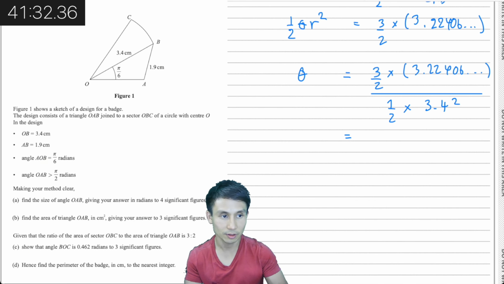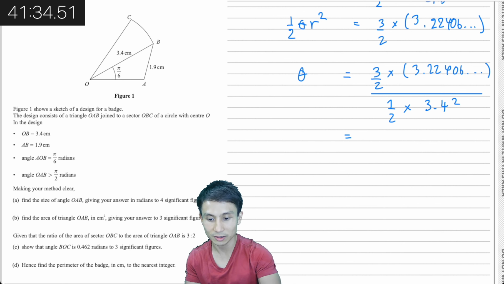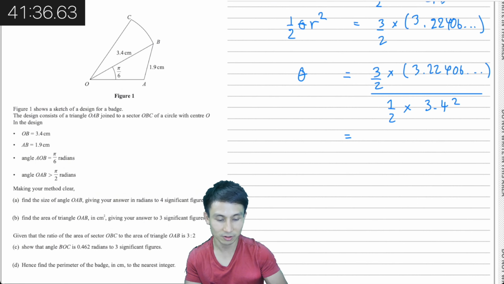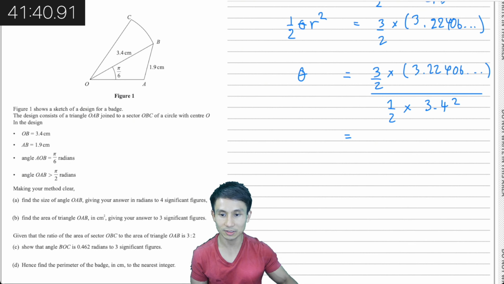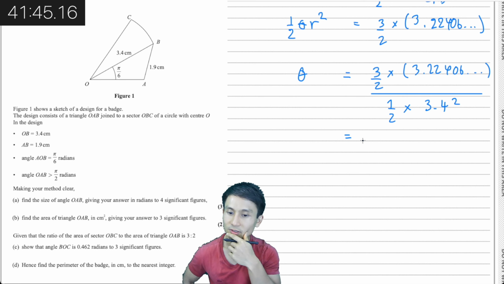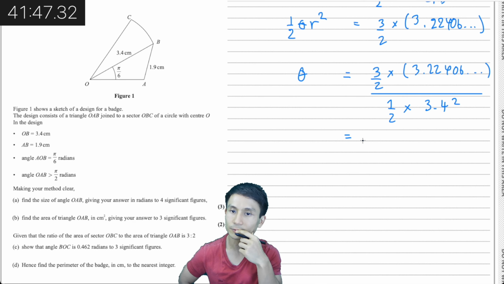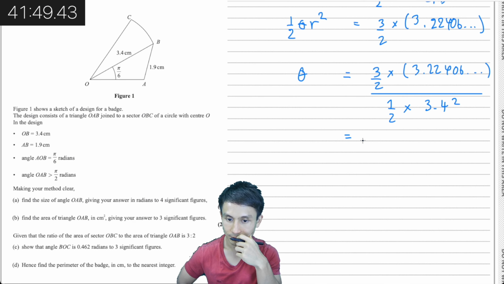Okay. Times answer, yeah. 0.5 down here times 3.4 squared. So that is what I got, which is not right. Interesting. Okay. I made a mistake somewhere. Show that the angle BOC is that radian.